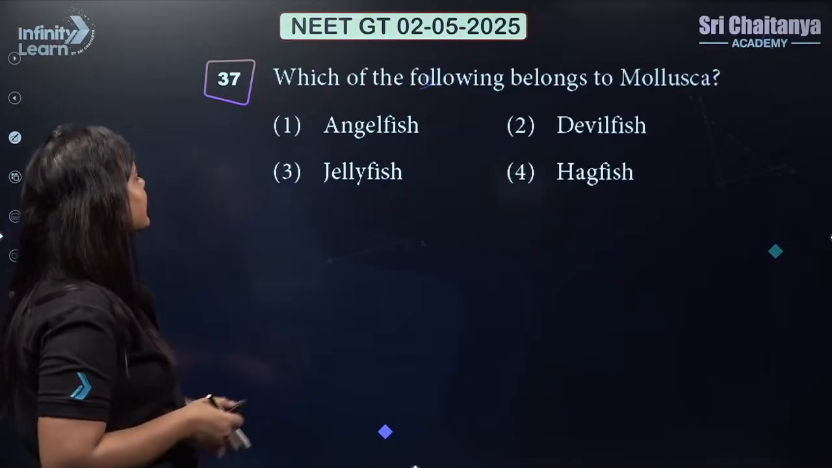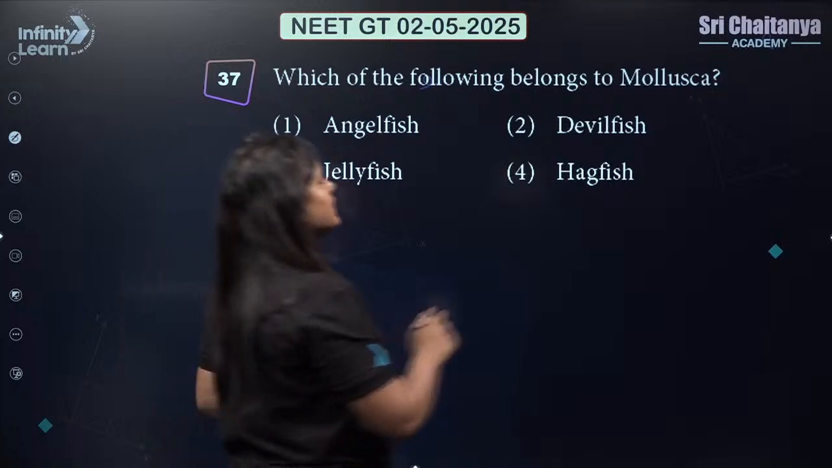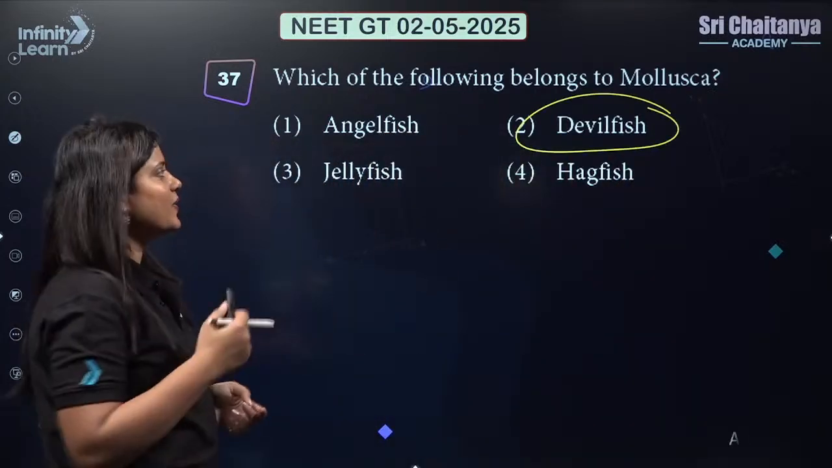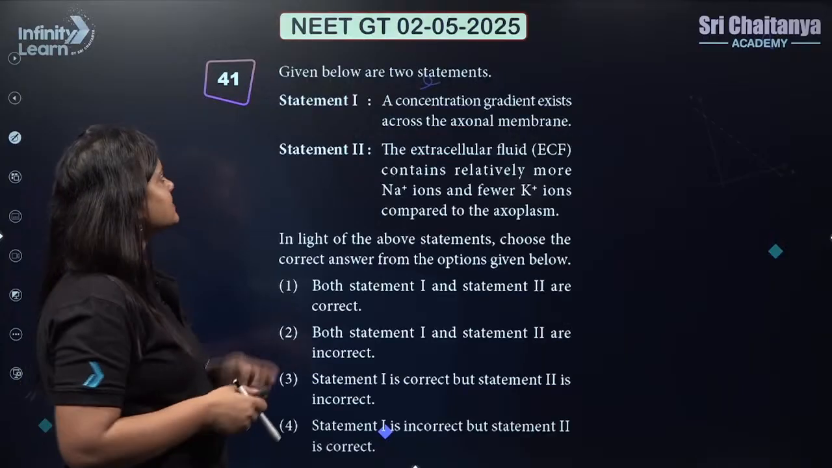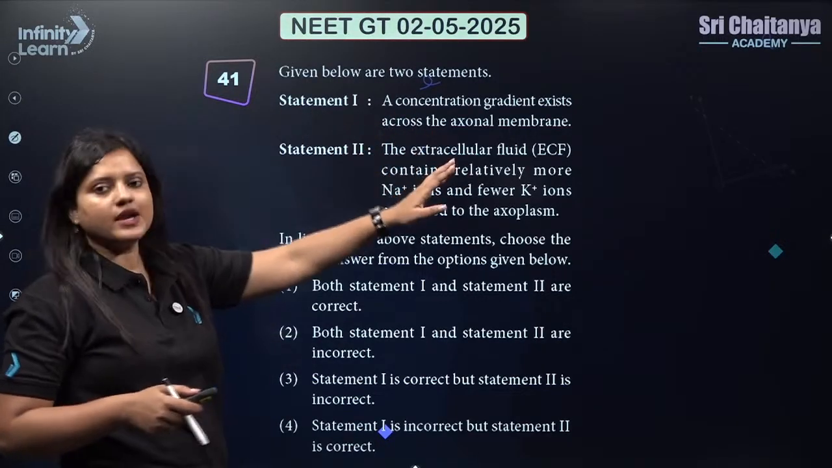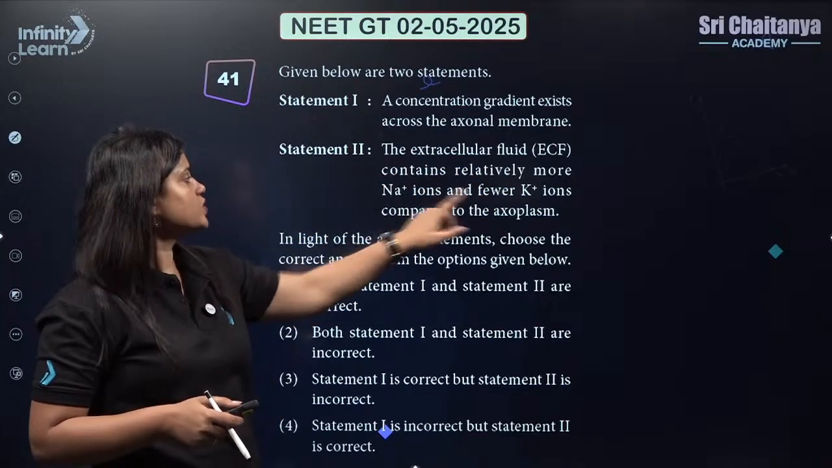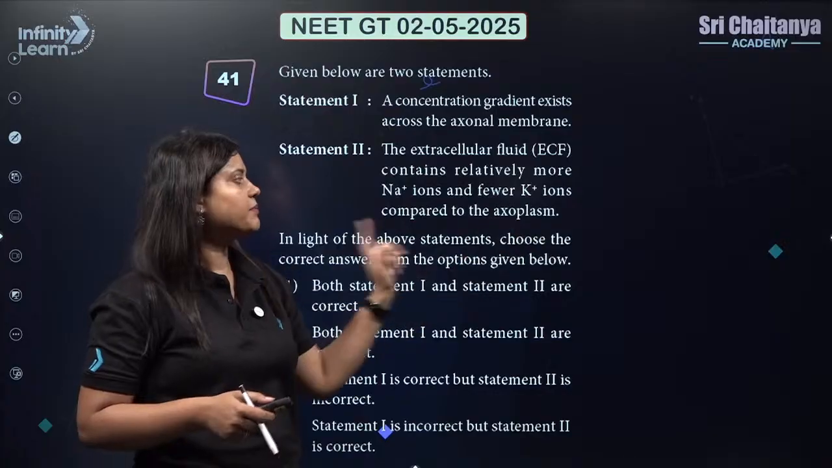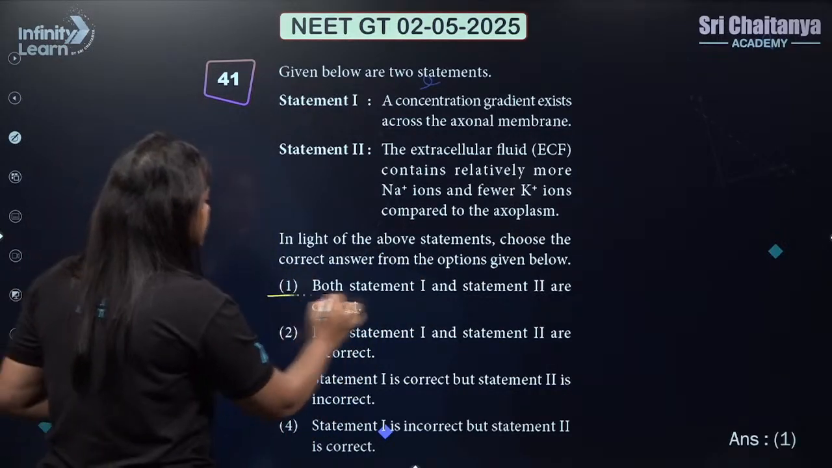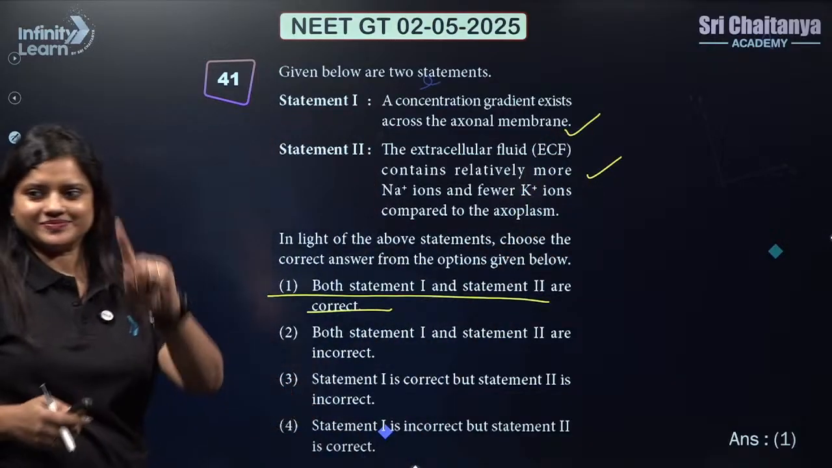Okay, next. Which of the following belongs to Mollusca? So here I can see it is devilfish. Okay, devilfish is octopus, which is Mollusca. So it is 2. Next. Statement 1 says concentration gradient exists across the axonal membrane. That is important. The extracellular fluid contains relatively more sodium ion and fewer potassium ion compared to the axoplasm. Remember that both the statements here are correct. Okay, so the answer should be 1.